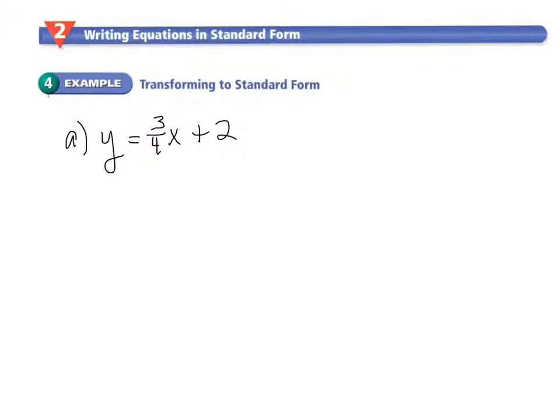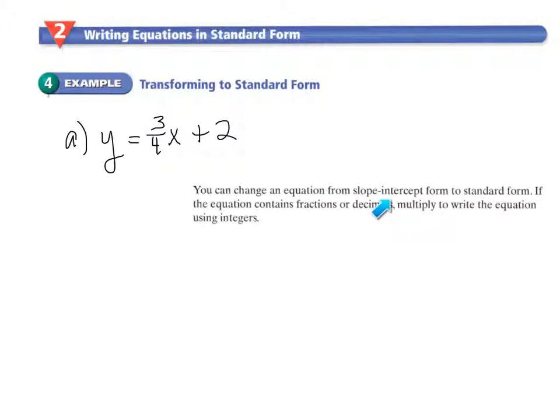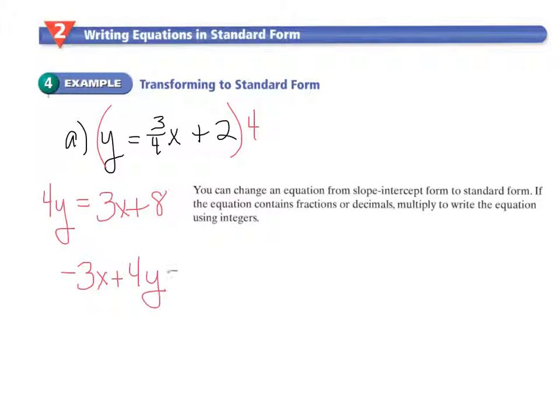So the first step is you can change an equation from slope-intercept form to standard form. If the equation contains fractions or decimals, multiply to write the equation using integers. Since I have a divide by 4, I'm going to multiply by my least common denominator of 4. That gives me the equation 4y equals 3x plus 8. I then have to move the 3x to the other side, and that would give me -3x plus 4y equals 8. Now let's try another one.